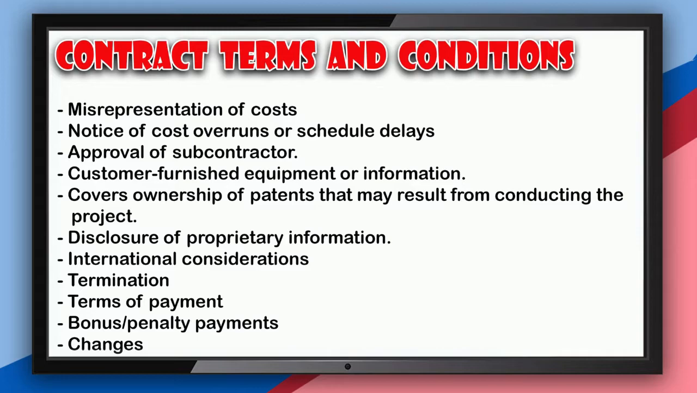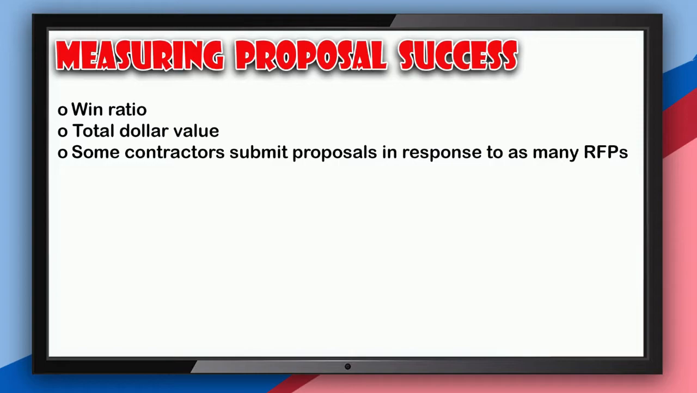And lastly, changes. It covers the procedure for proposing, approving, and implementing changes to the project scope or schedule. So those 11 items are part of the contract's terms and conditions. Now let's proceed to measuring proposal success.